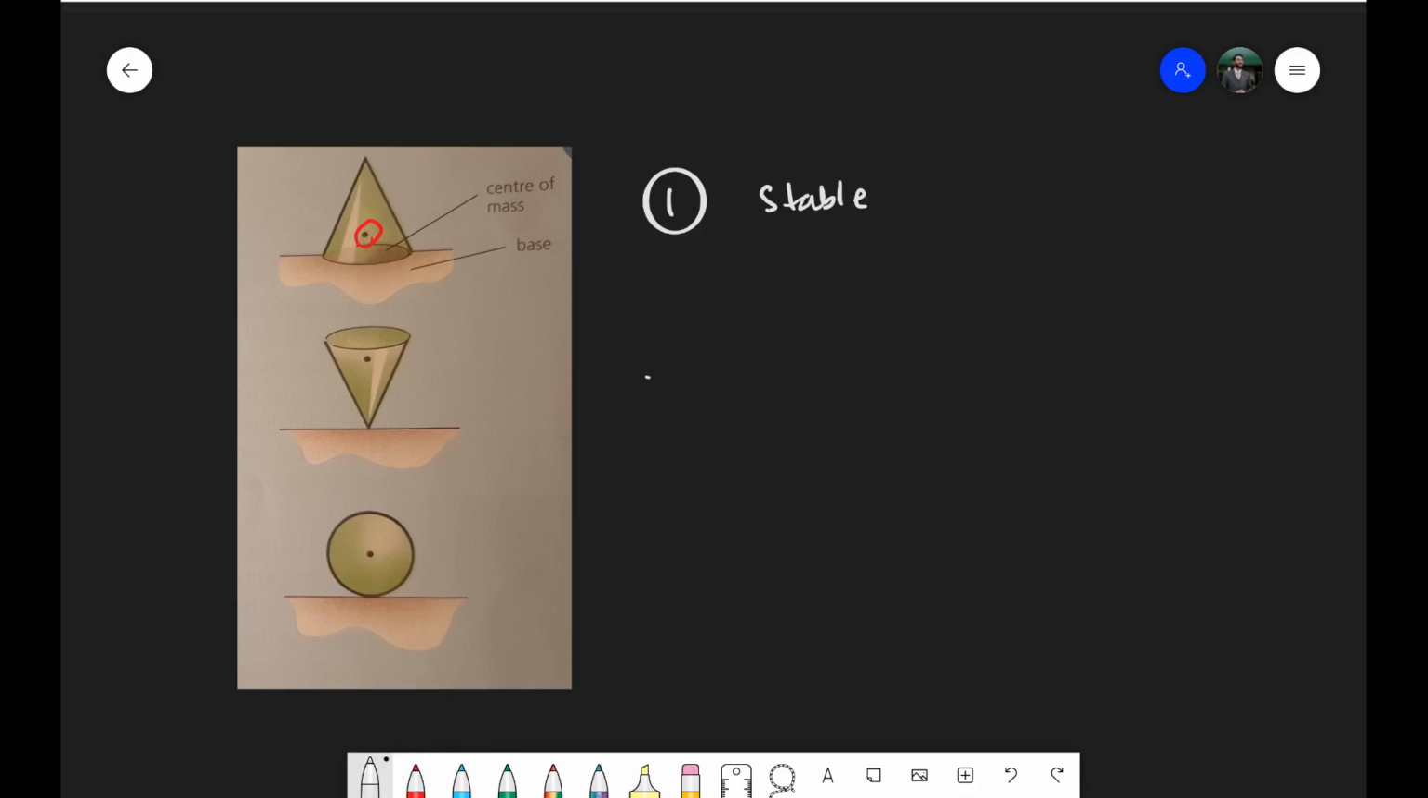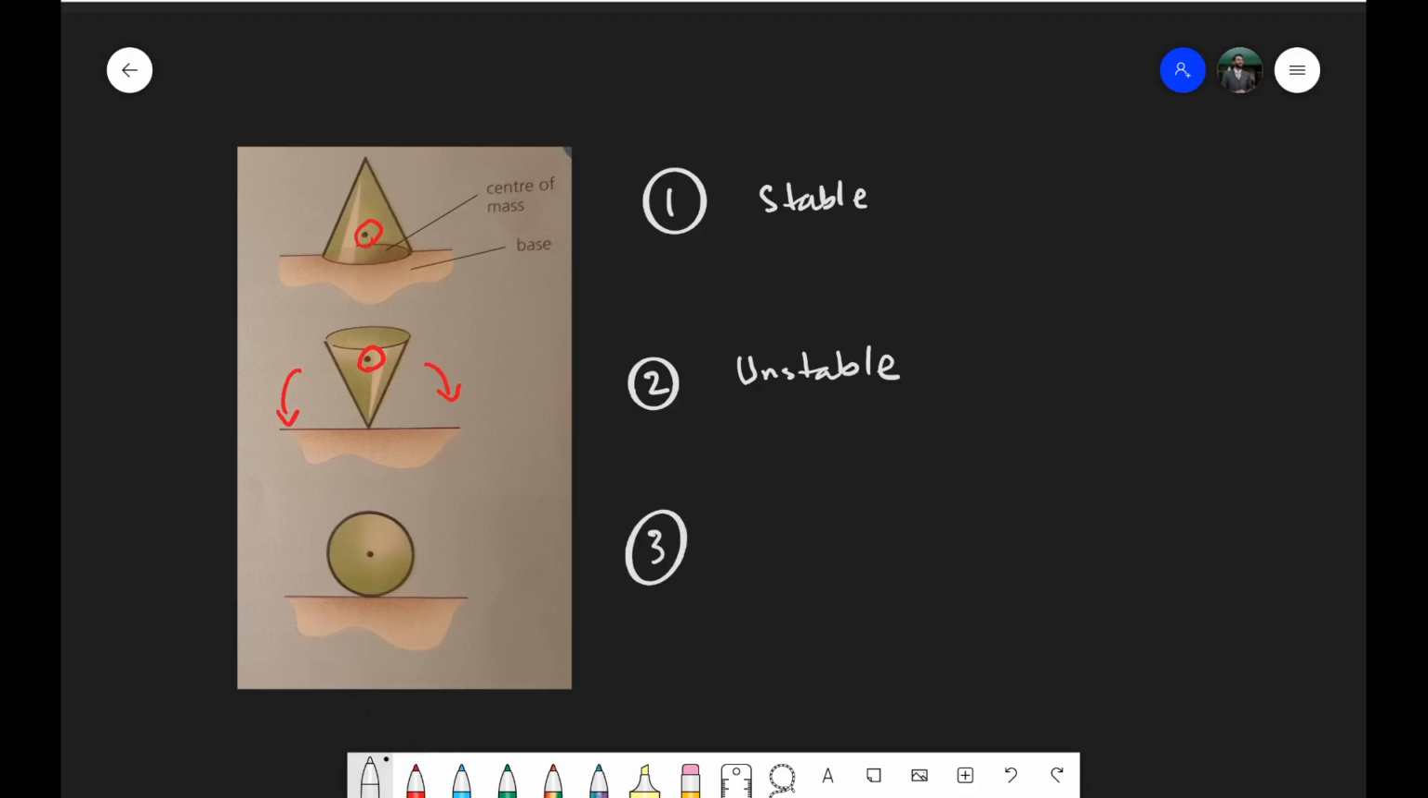Now the second position actually shows you unstable equilibrium. And why is that unstable? Because the base is now so small that this center of gravity can hardly stay above it. When you let the cone go, there is very little chance that the center of gravity will actually stay above the base, because the base is now very small. Initially, in the first picture, the base was very wide, and that is why either it will fall to this side or this side, and this is why we call it unstable equilibrium.